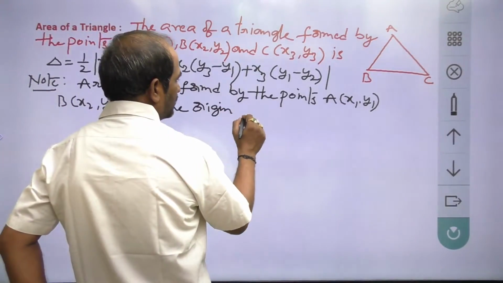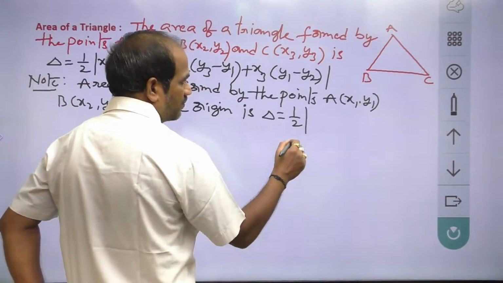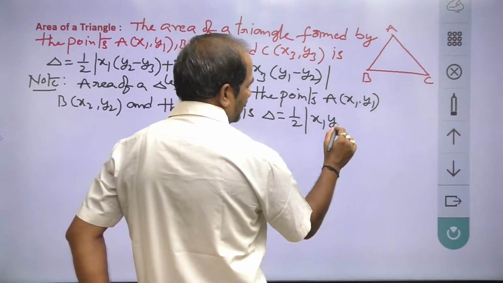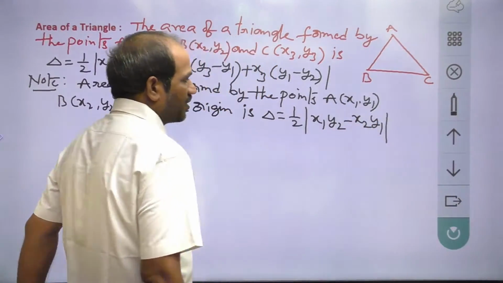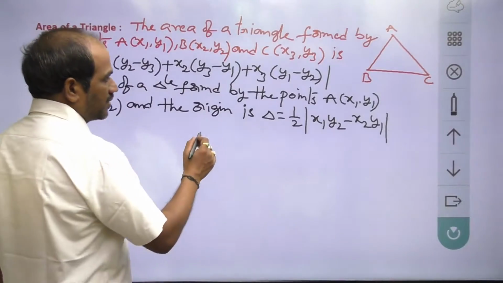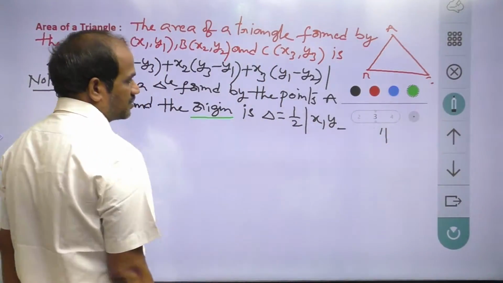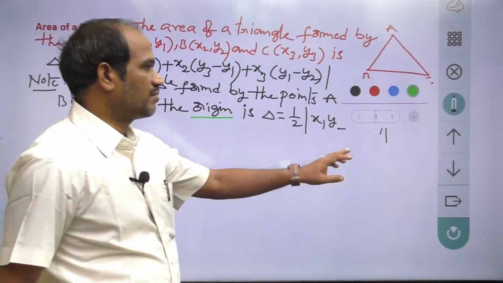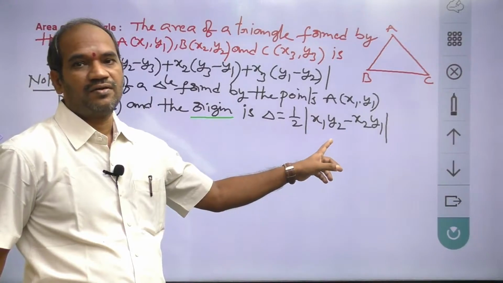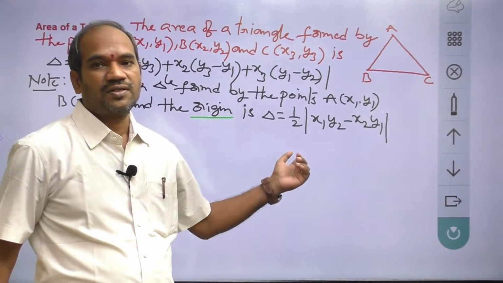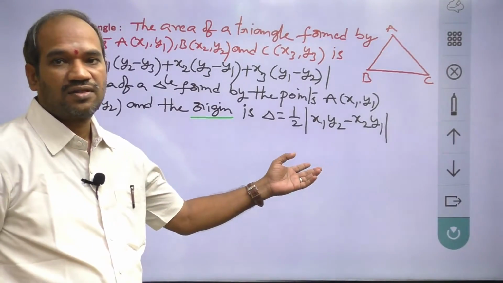Delta is equal to 1 by 2 into the mod of (x1 y2 minus x2 y1). This is the formula when one point is the origin. This formula is used in objective problems, and also in theory. Same formula.